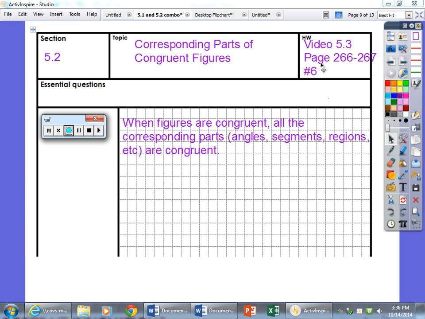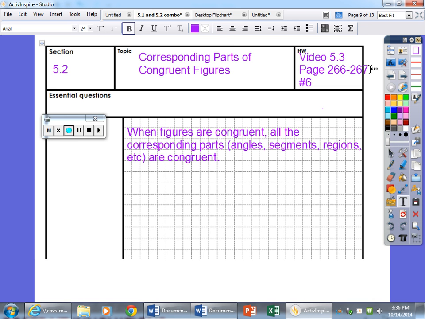The only problem I'm going to ask you to do tonight is problem number 6, and the page number is 260. So you're doing problem number 6 on page 260. And that's what you're going to do with what we're doing tonight.